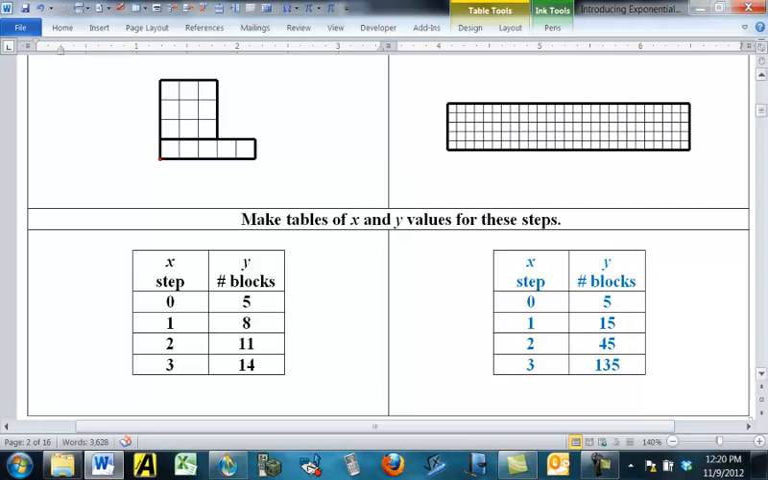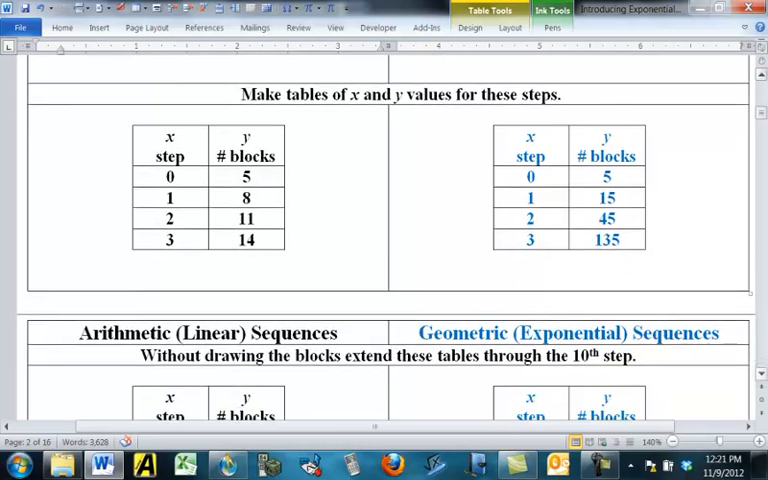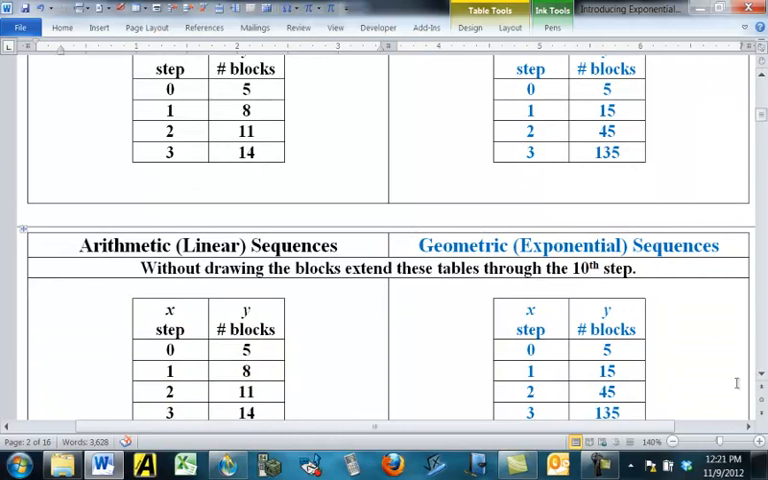So the next question is, can we write a recursive, well, first of all, can we extend the table? Okay? So how do we extend the table? Well, we've got the table worked up so far. If we want to extend one more, on the left one we're going to just add, was it 3? Yeah, add 3 blocks. So we're going to add 1 to the step number, so the step number is going to be 4. And we add 3 to 14 to get 17 for the number of blocks.